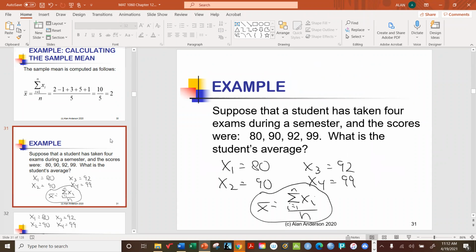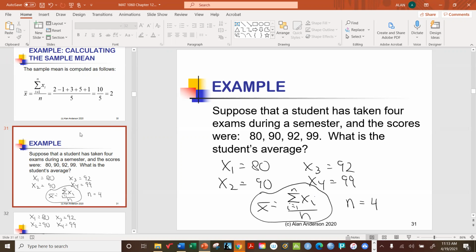Now, here's a case where a student has taken 4 exams during a semester. The scores were 80, 90, 92, and 99. What is the student's average? So you can treat those as X1, 2, 3, and 4. And you can use our formula to come up with a semester average. Now, notice here, though, that we're assuming that in this class, all the tests are weighted equally. In other words, you don't always have that. But for our purposes, let's assume for simplicity that the average at the end of the semester is simply what we've been seeing here, the sample mean, in which we are just adding the 4 of them up and dividing by 4.